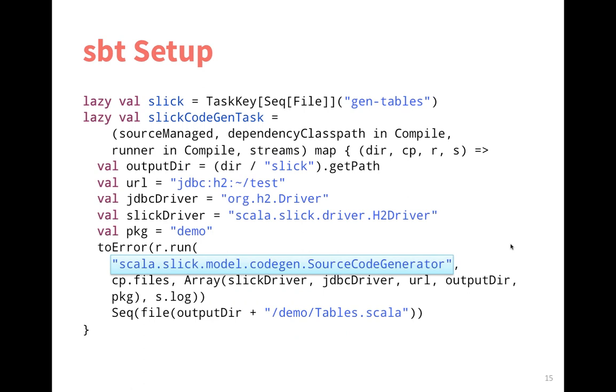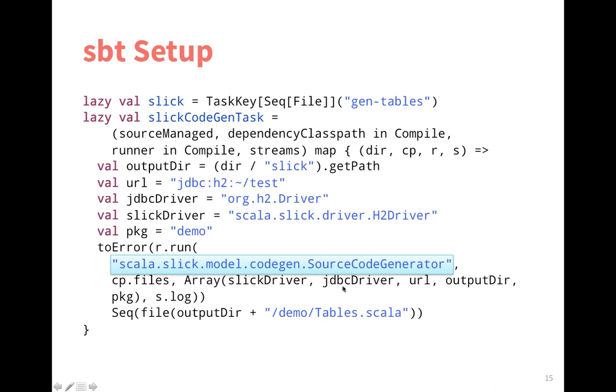It looks a bit verbose here, but that's because we're embedding it in an SBT project. You would add that to your SBT build. And it's also based on SBT 0.12, so it could be a bit shorter now. The only interesting thing really is that you just run a single class. That's just a command line application with a public static void main, this source code generator.